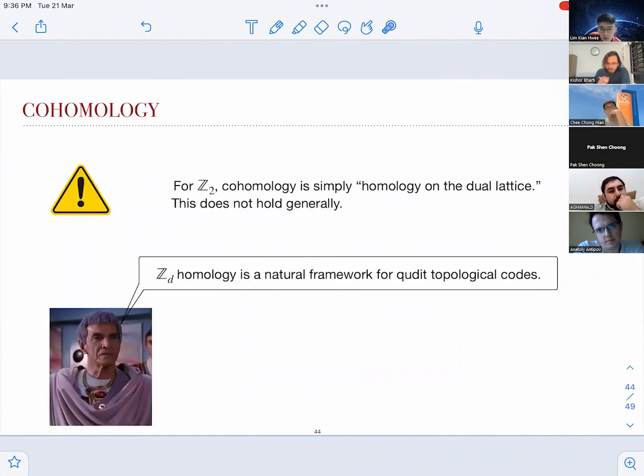So for Z2, the cohomology is simply homology on the dual lattice, but this does not hold generally. And you can look at Zd homology, which can be more nuanced, and it's a natural framework for Qd topological codes, if you want to understand them.